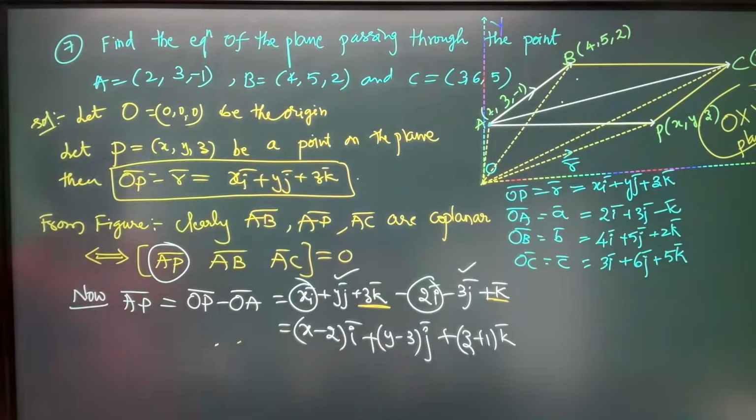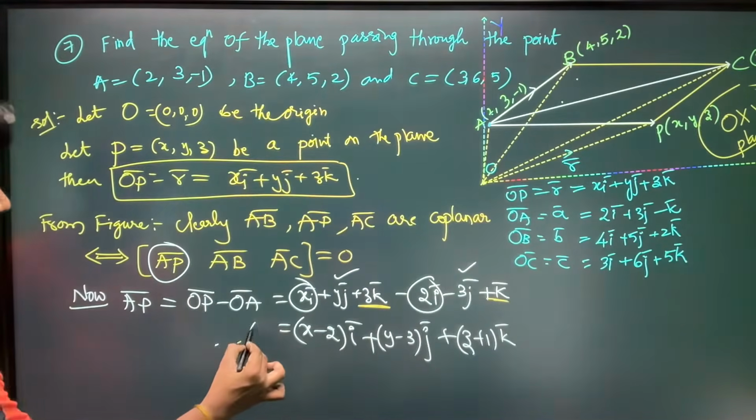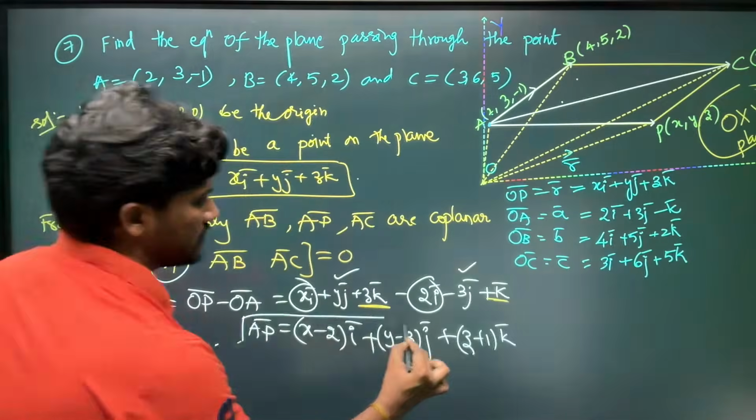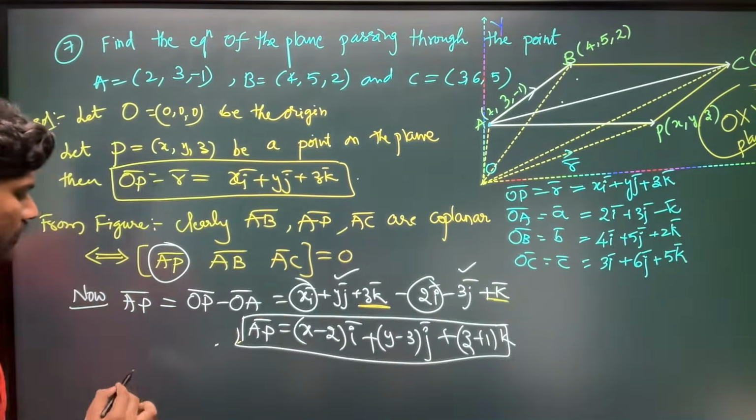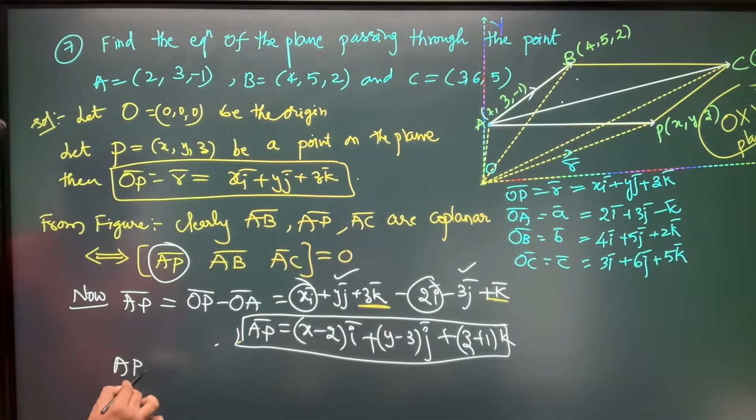Z plus 1 k bar. That is AP bar value. Okay, clear? This is AP bar value. So next, we have to find similarly AB bar value. Next vector is AB bar value. So therefore, what is the AB bar formula?